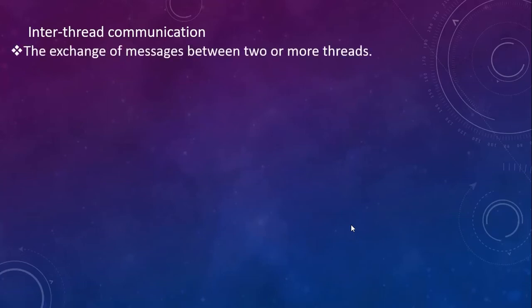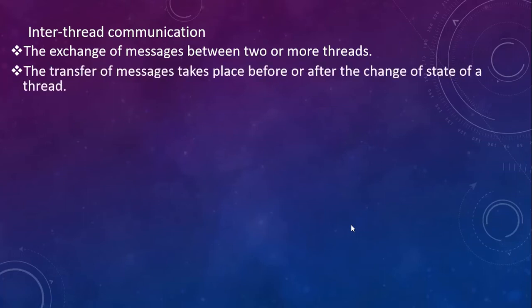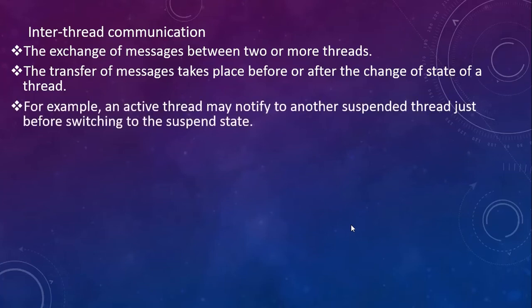Inter-thread communication. The exchange of messages between two or more threads is called inter-thread communication. Now when does this happen? The transfer of these messages takes place just before or after the change of state of any thread. For example, if there is an active thread, this active thread may notify another suspended thread just before switching to the suspended state.